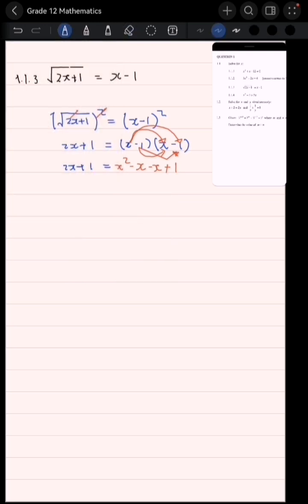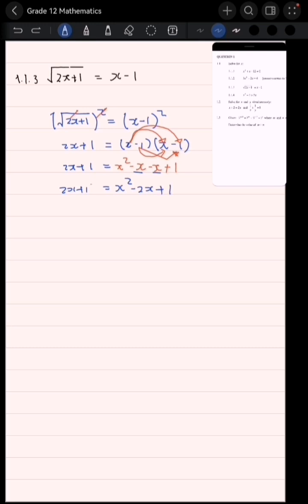Let's continue our simplification by adding like terms. We have 2x plus 1 is going to be equals to x squared. So these are like terms. Minus x is going to give us minus 2x, then plus 1.